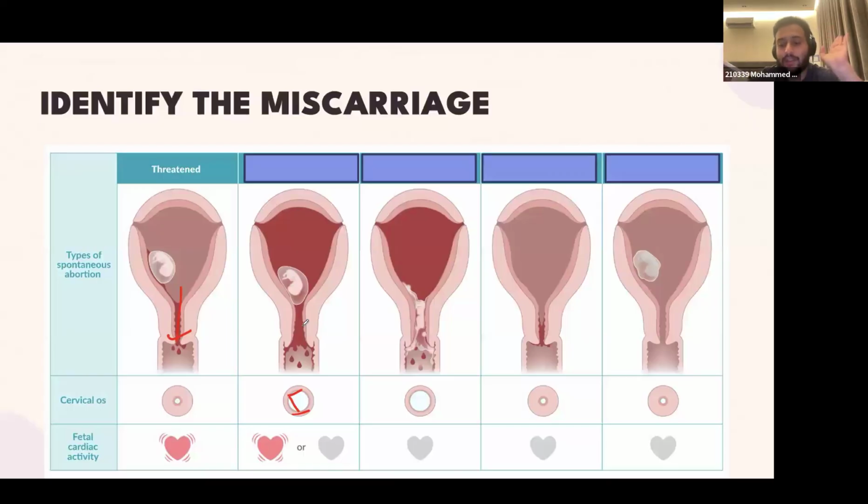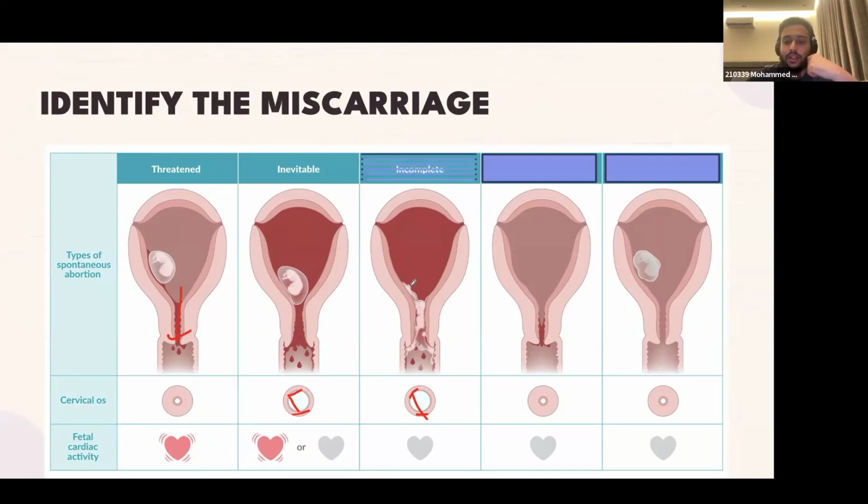Inevitable. It will happen eventually. Okay? This is an inevitable abortion or miscarriage. This one, completely absent cardiac sounds, fully dilated cervix, and you have some fetal parts still remaining in the uterus. What type of abortion? Incomplete.